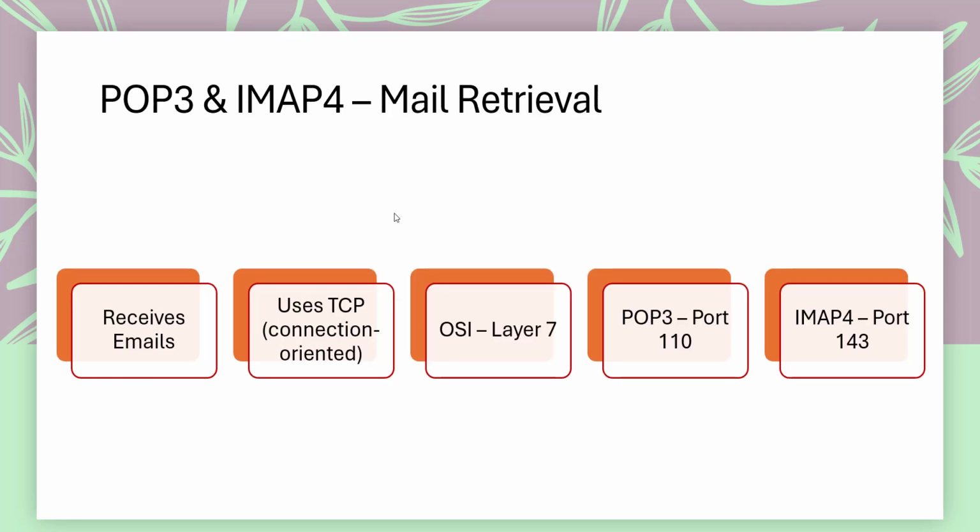POP3 and IMAP4 are both mail retrieval protocols. The clients use POP3 or IMAP4 to retrieve their email from the email server. Both these protocols use TCP. They both live at layer 7 of the OSI model. POP3 uses port 110 and IMAP4 uses port 143.